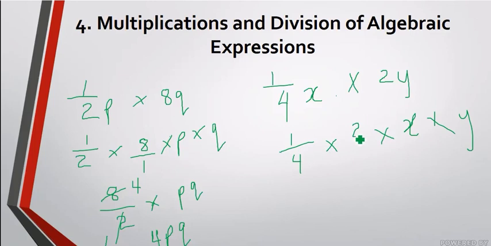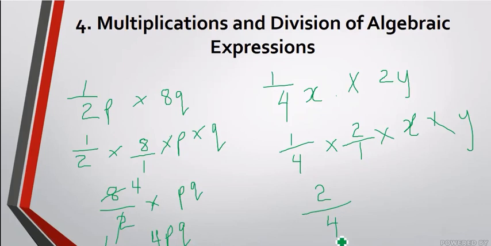Let's work my numbers first. A quarter multiply by 2. Again, this 2 as a whole number, 1 is understood as my denominator. Alright, so I have 1 by 2 is 2, and 4 by 1 is 4.